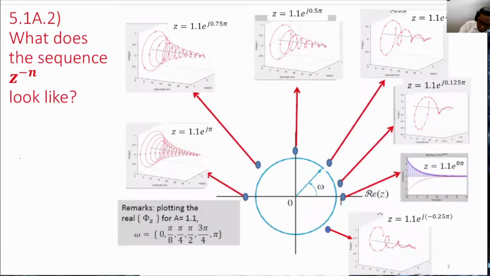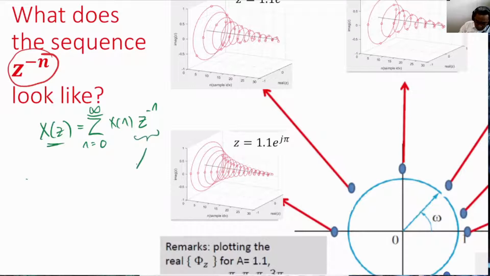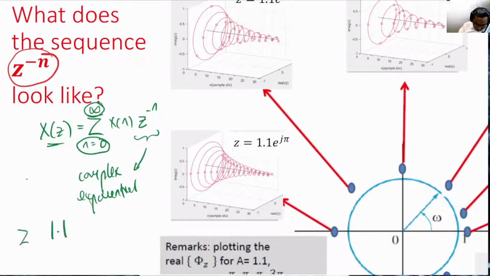Let's now try to understand what the sequence z^(-n) looks like. The sequence z^(-n) is used in the Z-transform, and we're trying to see how this z^(-n) looks when n goes from 0 to infinity. We have already shown that it is a complex exponential, and depending on different values of z, the complex exponential will change. In this example, we're going to fix the magnitude of z equal to 1.1 and e^(jω) with different omega.